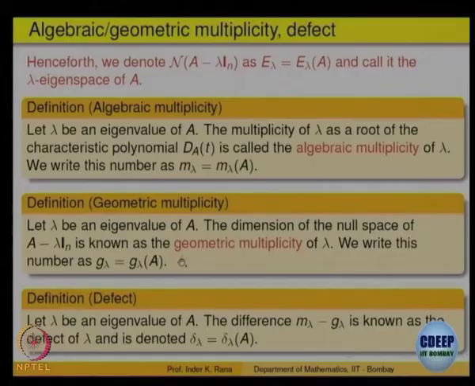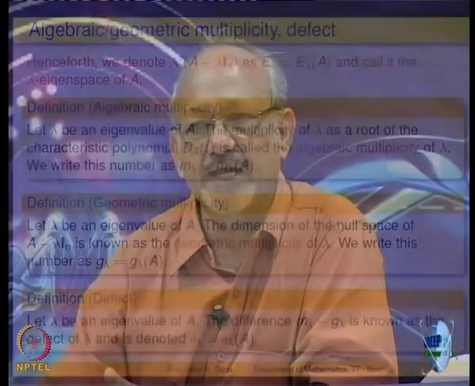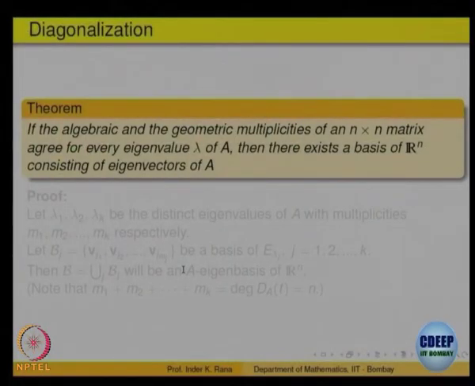Algebraic multiplicity will always be bigger than or equal to geometric multiplicity. Is that clear? The number of times the root is repeated algebraically, that many eigenvectors you may not be able to find; you will be able to find only fewer of them, because they must be independent. So the theorem says, if the algebraic and the geometric multiplicities of a matrix agree for every eigenvalue lambda, then there is a basis consisting of eigenvectors, and hence the matrix is diagonalizable.